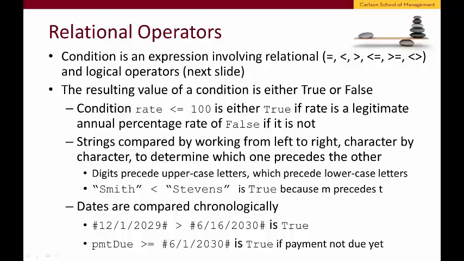Strings are compared alphabetically with digits preceding uppercase letters, which are preceding lowercase letters, character by character, until a determination is made. Dates are simply compared chronologically, with earlier dates preceding those that come later.